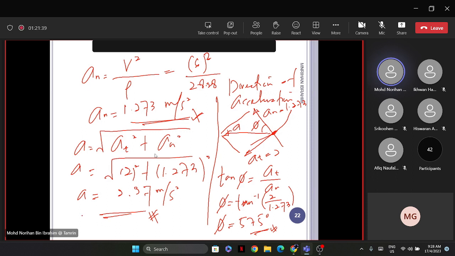This is the magnitude. This is the magnitude of acceleration.